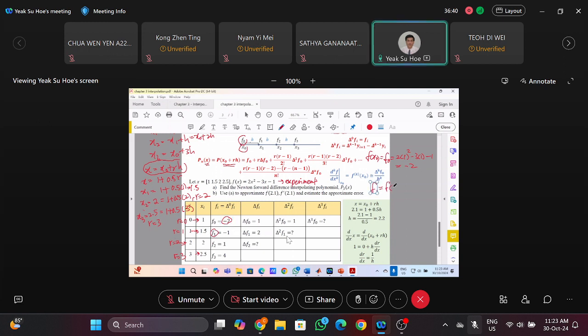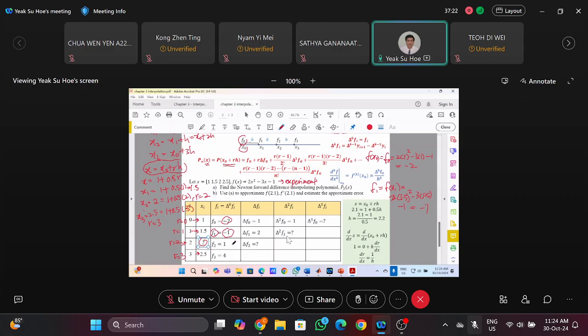And then F1, what is F1? F1 equal to F of S1. Your S1 is 1.5. So you get 2 multiplied by 1.5 power 2, minus 3 times 1.5, minus 1. What is the answer? The answer is minus 1. And same thing for F2: you substitute 2 inside this quadratic, then you get 1. F3 is you substitute 2.5 inside this equation, then you get 4. So this is the explained data.